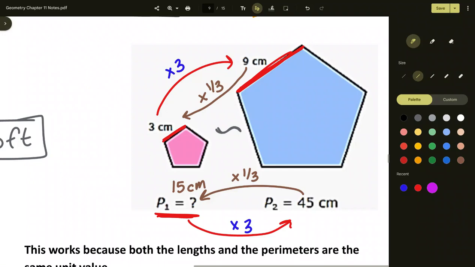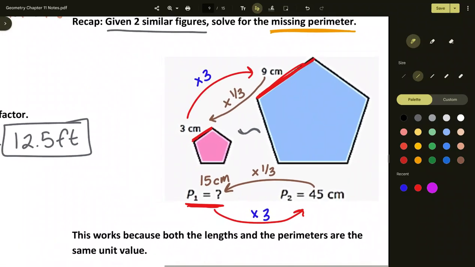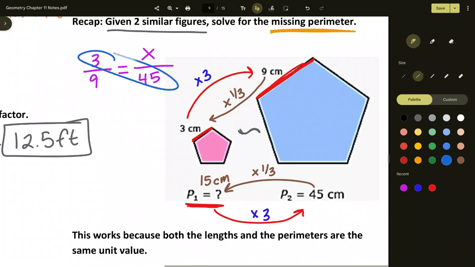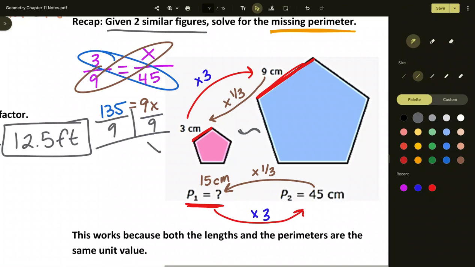Now we could have also made a proportion, like I said before. I could say 3 compared to 9 is equal to the missing perimeter compared to the perimeter of 45. And here we could do our cross multiplying. 3 times 45 comes out to 135. 9 times x is 9x. We'll do a small t-chart. Divide by 9. 135 divided by 9 comes out to 15 as well.